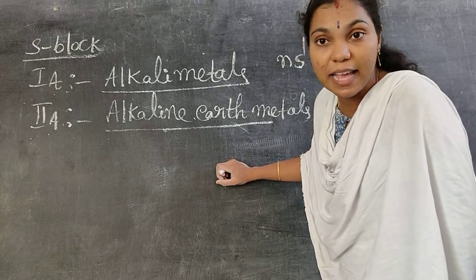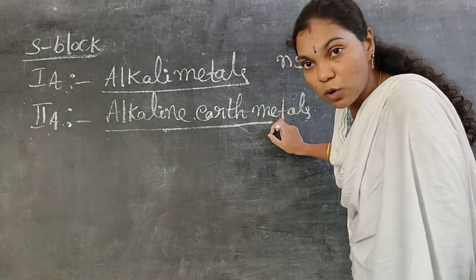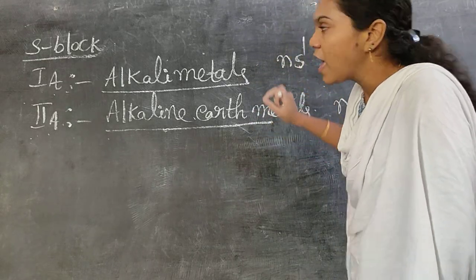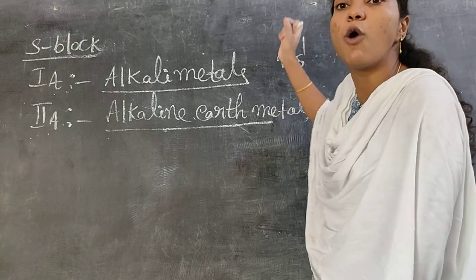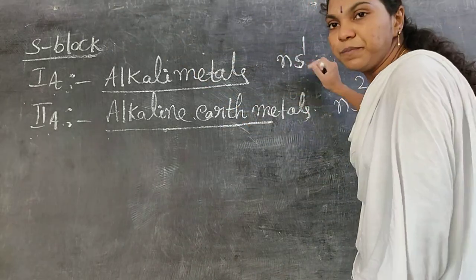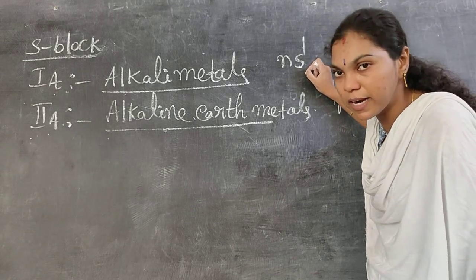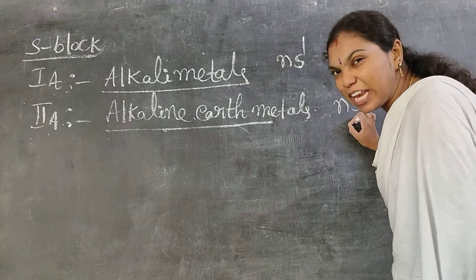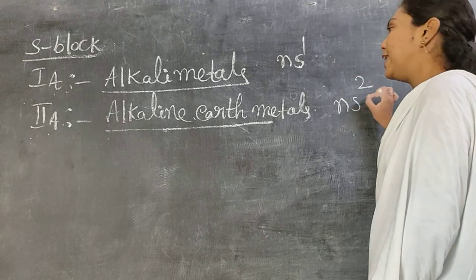First A group elements are known as alkali metals. Second A group elements are known as alkaline earth metals. For the first A group, alkali metals, the general electronic configuration for the outermost shell is ns1. And for the second A group elements, the general electronic configuration for the outermost shell is ns2.